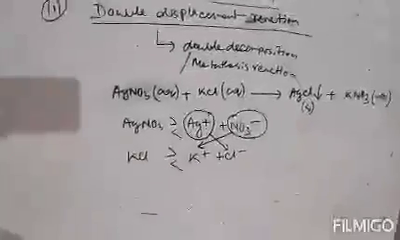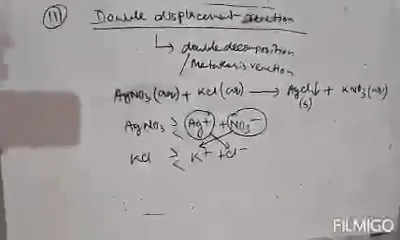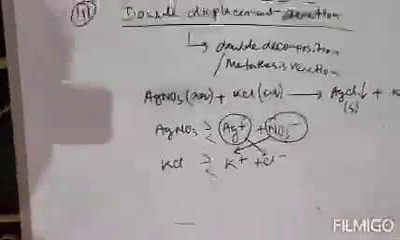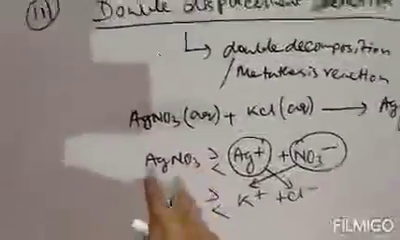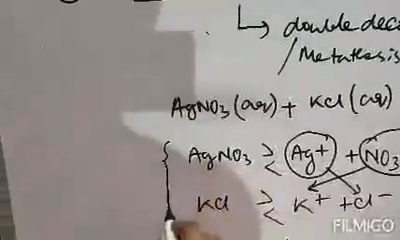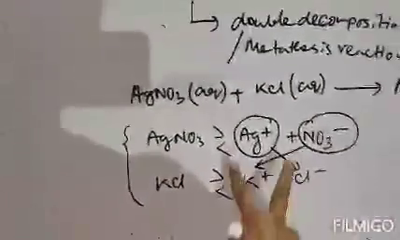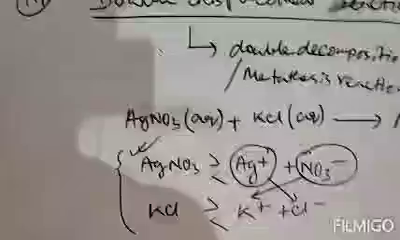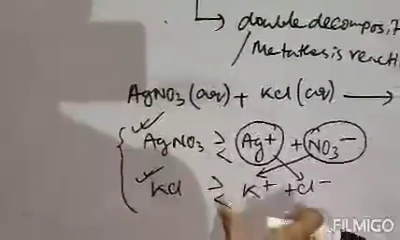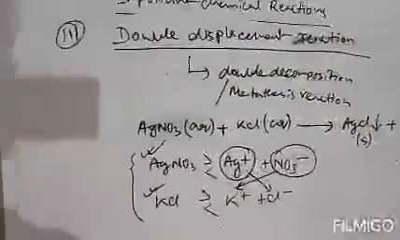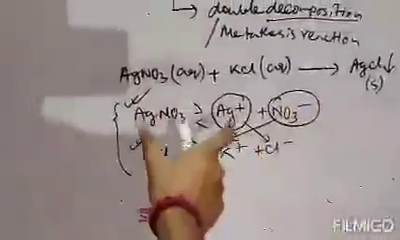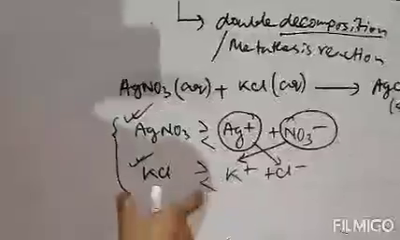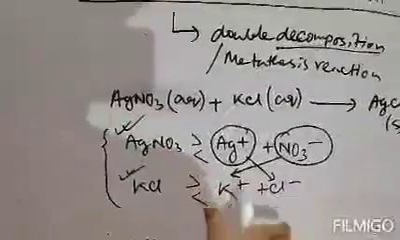Clear? So two aqueous solutions at first break down and then they exchange their ions. This is your double displacement reaction. Here decomposition takes place two times: first AgNO3 decomposes into Ag plus and NO3 minus, then KCl decomposes into K plus and Cl minus. So it is termed as double decomposition reaction.